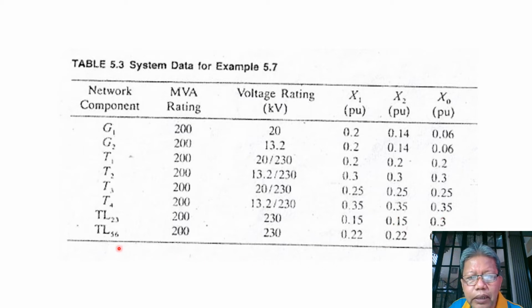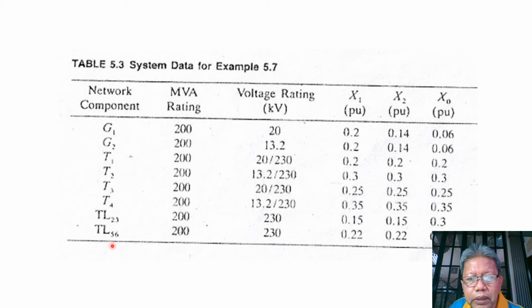Now for the transmission line, TL23 is 200 MVA with a voltage rating of 230 kV, and X1 is 0.15 positive sequence, and the negative sequence is 0.15, and the zero sequence is 0.3.